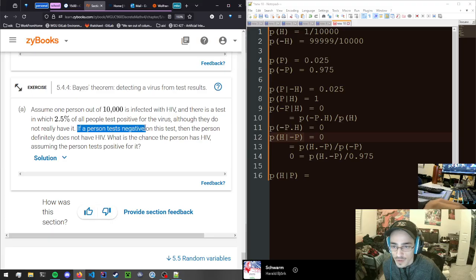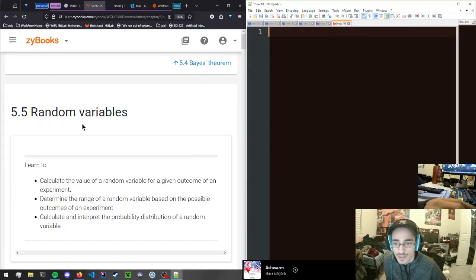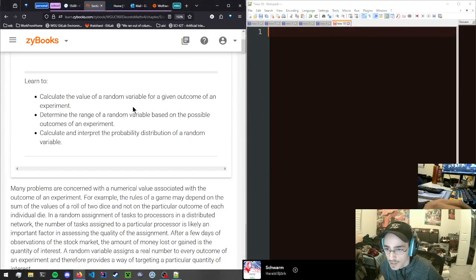Because it says if a person tests negative, then the person does not have HIV. So that's like, given they got negative, the chance of them having it is 0. Yeah, I don't know, but we'll see. Alright. So random variables.